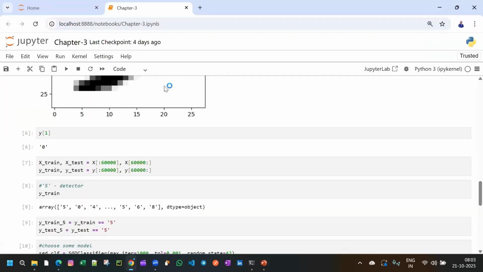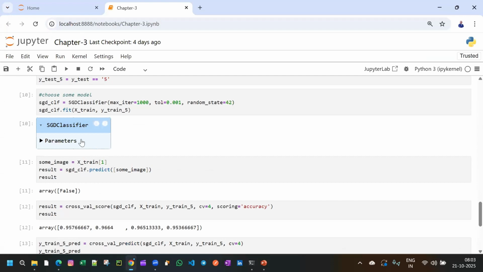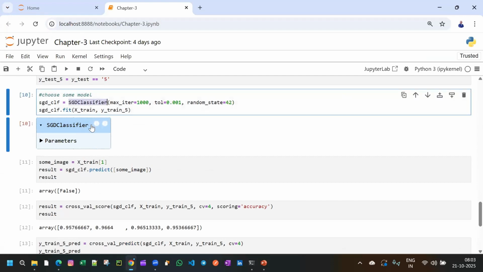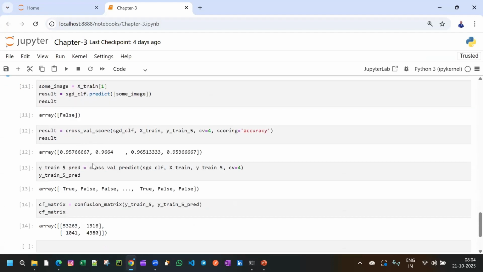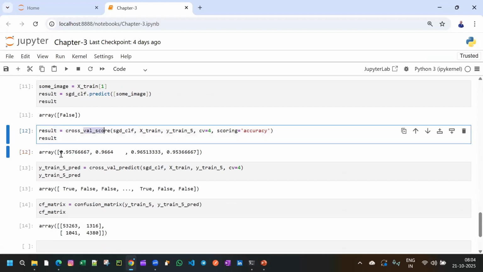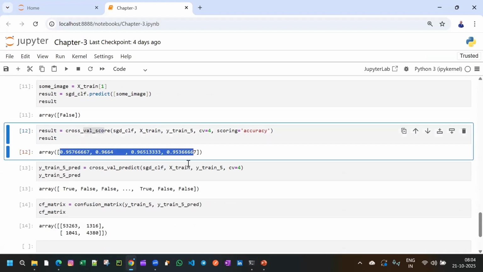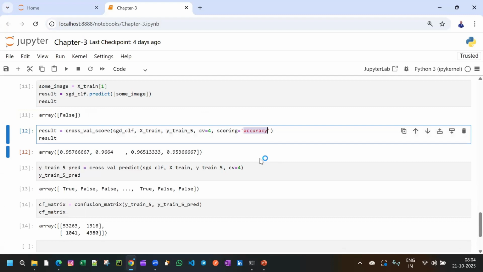So this is the code I have written to train my model. I chose the SGD classifier model, which can perform binary classification, and I trained it by calling the fit method with the training features and labels. After that, I tested the cross-val score, which gives me about 95 percent. The metric I used here is accuracy, which we already discussed in the last class.